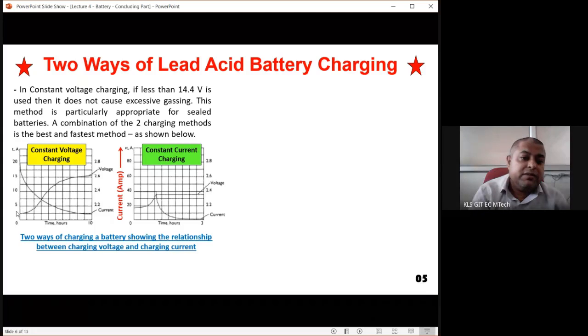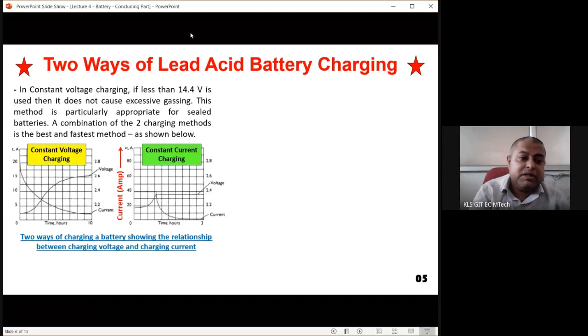Then we are giving 14.4 volt constant voltage to the battery, and the battery voltage is increasing, and after a certain time it is going up to 14.4 volt, but it will get saturated at 12 volt only. And when the battery voltage is increasing, the battery current is actually decreasing. Initially the battery current is very high. When the battery voltage is very low, around 2.5 volt, at that time battery current is very high, around 20 ampere. So this is a graph you have to remember.